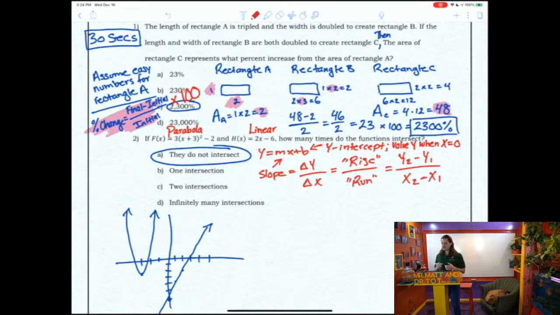Y and x are inputs and outputs, so the input there is x and the output is y. So when examining this, I like to start with the y-intercept. That's the easiest place to start. That's going to tell me where the function crosses the y-axis. That has a b here is equal to -6. So I draw a point on the y-axis at y is equal to -6, and that's my starting point.